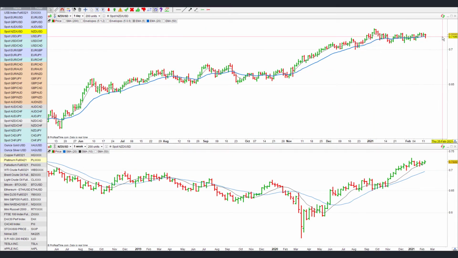Now, having a look at the Kiwi dollar against the US dollar, this is ranging. It's largely sideways. It has been for several weeks. The overall flow is still to the upside. It's in a really good area here, this area of equilibrium where price is still looking bullish and it can look like it can push higher.